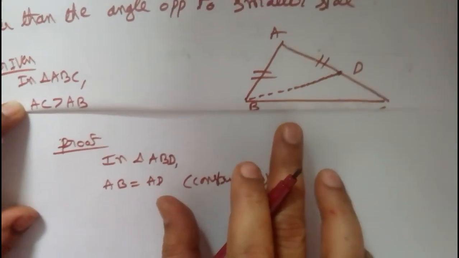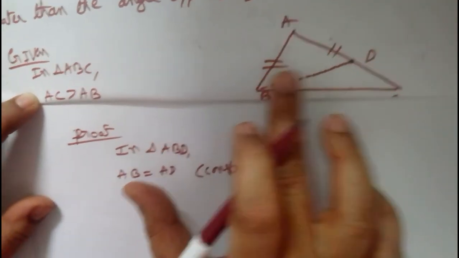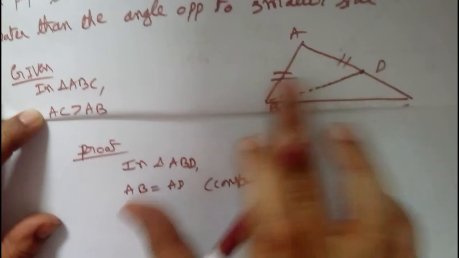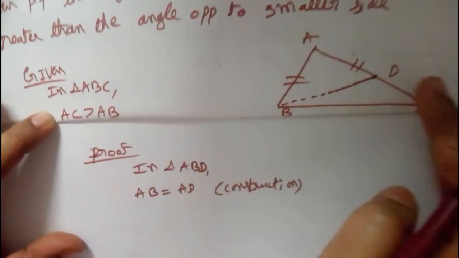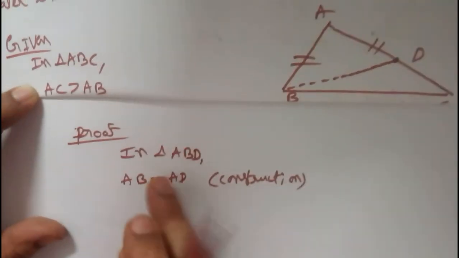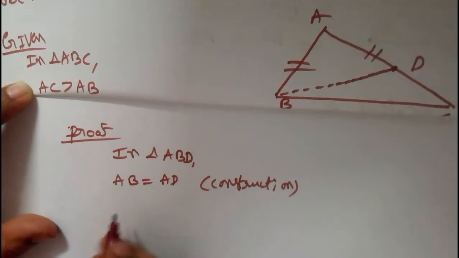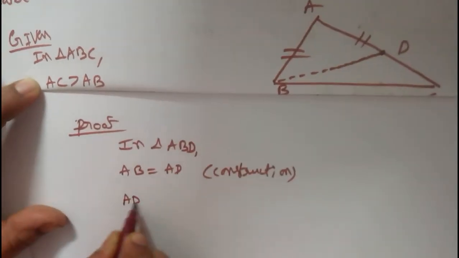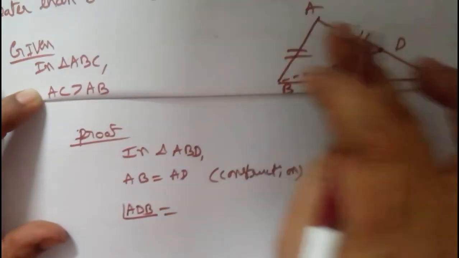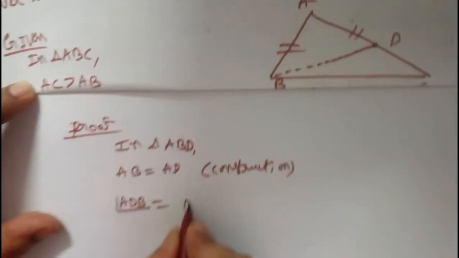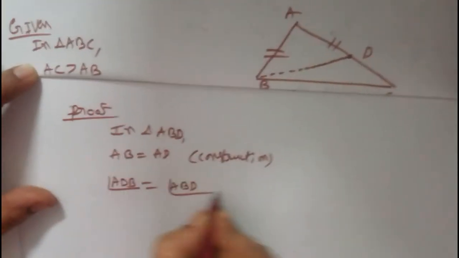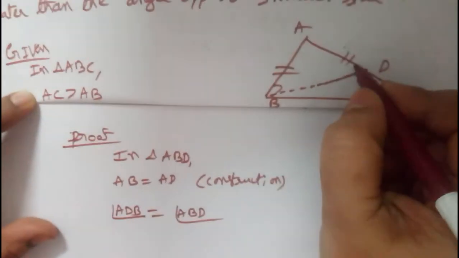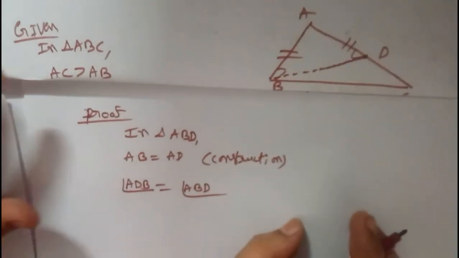In an isosceles triangle, the angles opposite to equal sides are equal. So the angle opposite to AB is ADB. The angle opposite to AD is ABD. So these two angles are equal: angle ABD is equal to angle ADB.